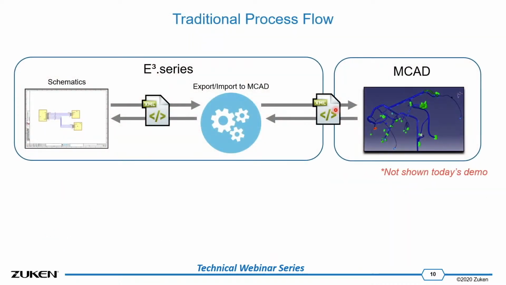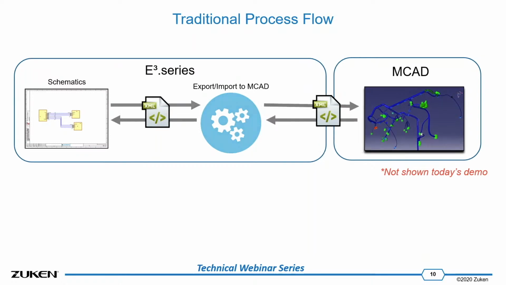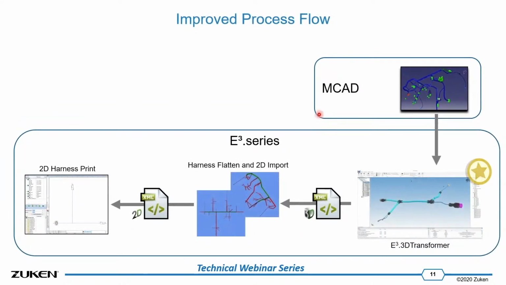So just to talk a little bit more about the traditional process flow. Traditionally, this is bi-directional using our E3 3D routing bridge for schematics and MCAD. This is all XML information linked, going into MCAD components, going to MCAD, and linked coming back into your schematics. This flow isn't going to be shown today. But what I want to show is the improved process flow and how E3 3D Transformer fits into that process.